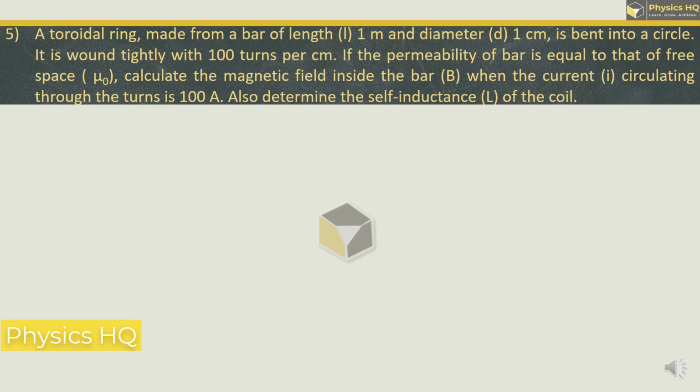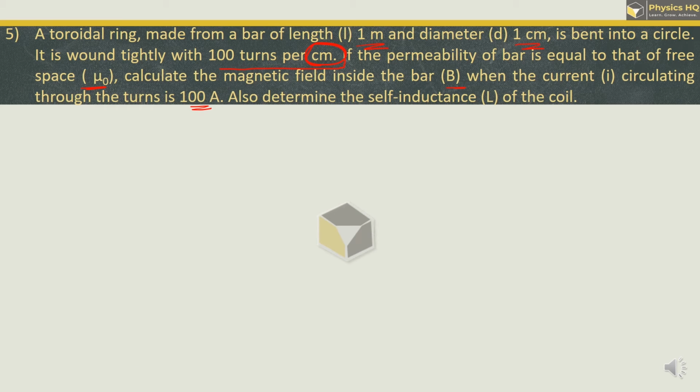A toroidal ring made from a bar of length 1 meter and diameter 1 centimeter is bent into a circle. It is wound tightly with 100 turns per centimeter. If the permeability of the bar is equal to that of free space mu naught, calculate the magnetic field inside the bar when the current circulating through the turns is 100 ampere. Also determine the self-inductance of the coil.